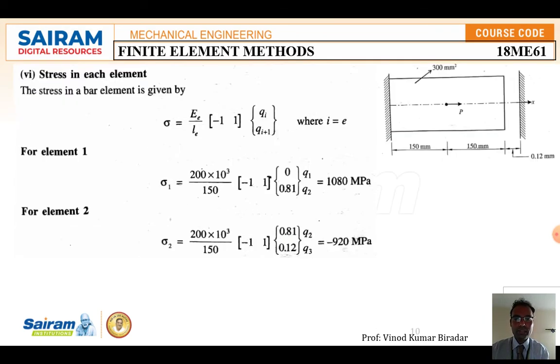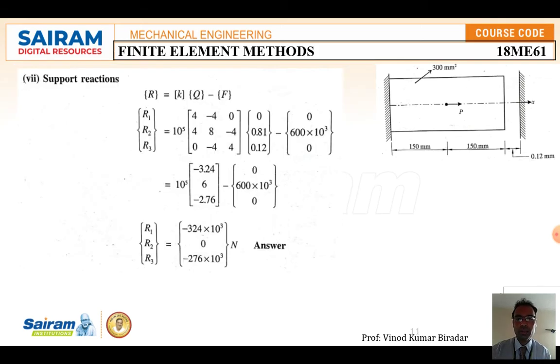Next, go for stress in each element. Stress is equal to E by LE times [minus 1, 1] times U1, U2 or Q1, Q2. For the first element, you know the Young's modulus and we know the length. Substitute, and you are going to get the stress for the first element as 1080 megapascal or Newton per mm square. Similarly for the second element, replace with E2, L2 and substitute the values. Here the nodes are 2 and 3. Substitute, and you are going to get minus 920 megapascal, that is Newton per mm square. This is the stress in each element.